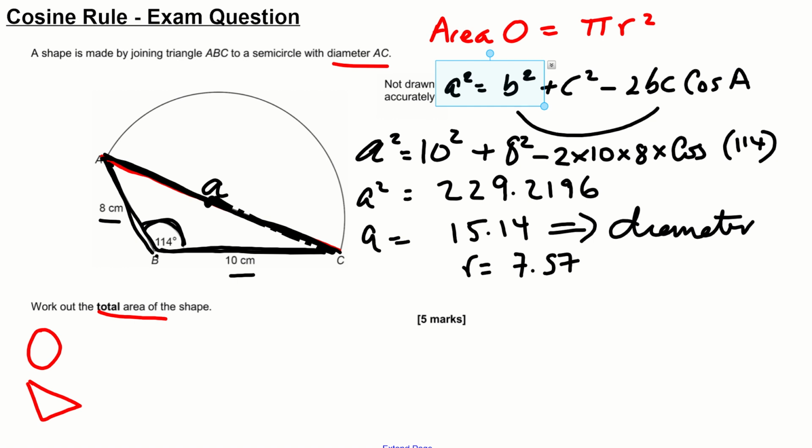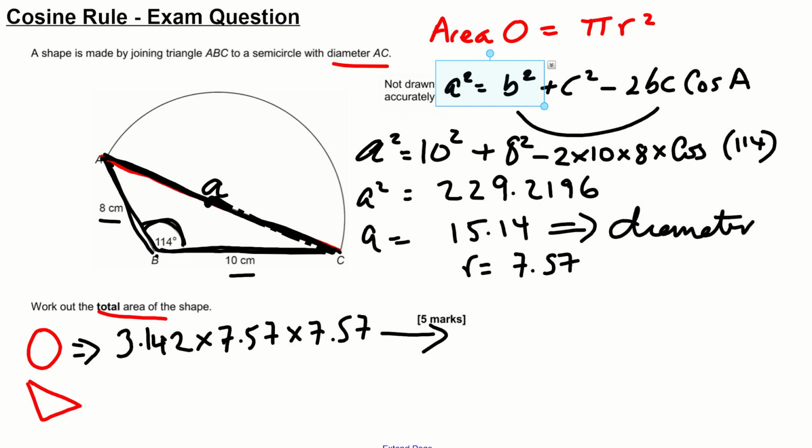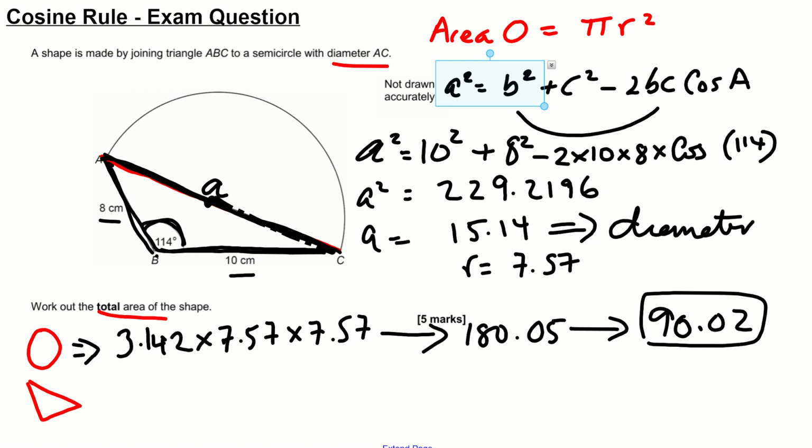We can now go ahead and work out the area of a circle, which is pi times the radius times the radius. When I work that out, I will get an area of 180.05. But because it's a semicircle, I'm going to divide by 2. There you go. That's my area of a semicircle.